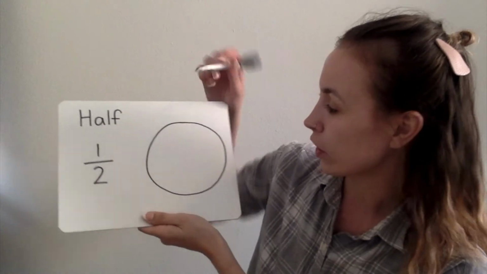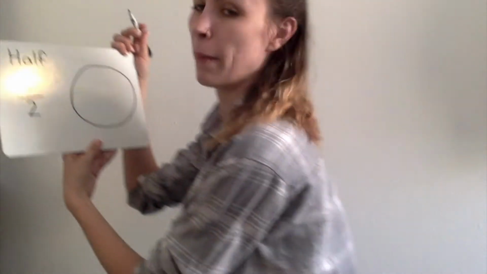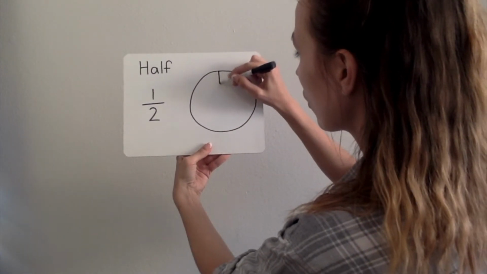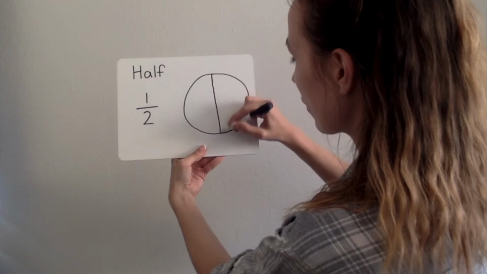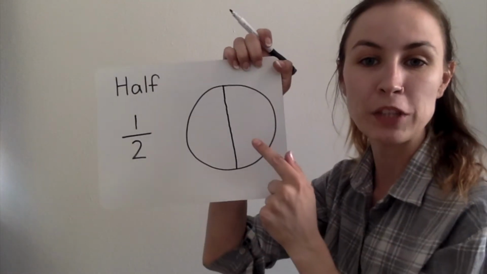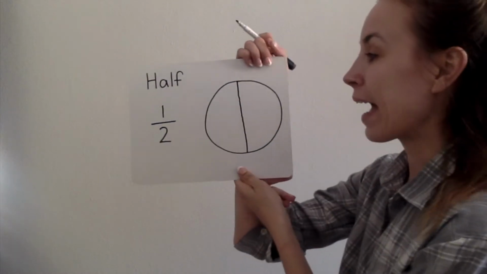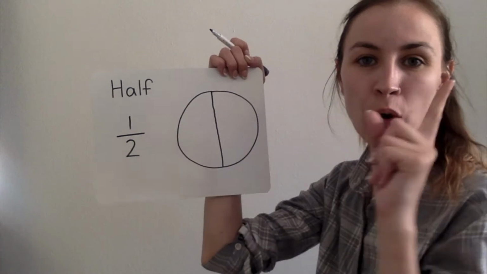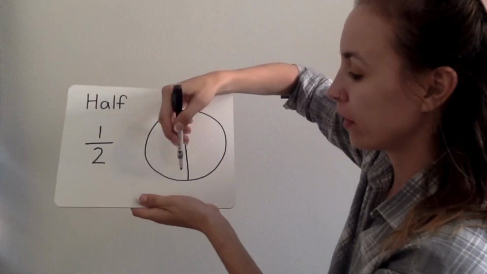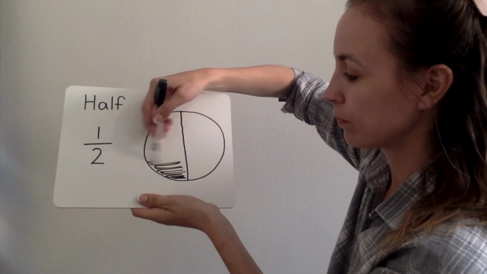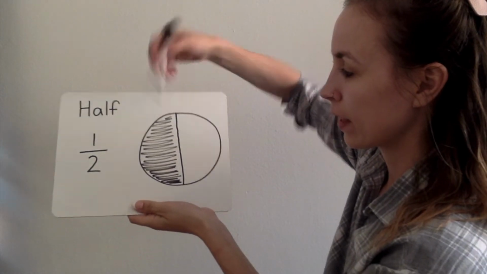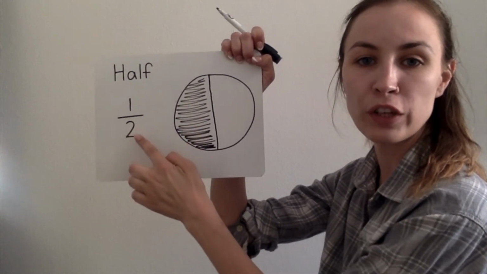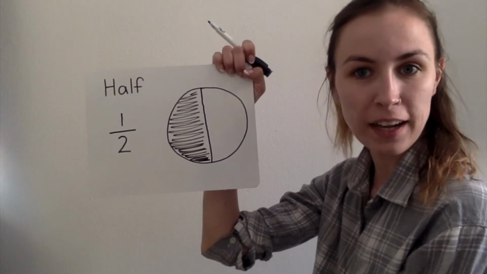So when we look at this circle, I need to face me so that I can see it. So I'm going to turn this way so that you guys can see what I'm doing. And I do a line right down the middle. This object is now in half. Now, when we're talking about 1/2, I'm only talking about one part of this half. So I'm going to color it in. And that is 1/2, or 1/2 of my circle is colored in.